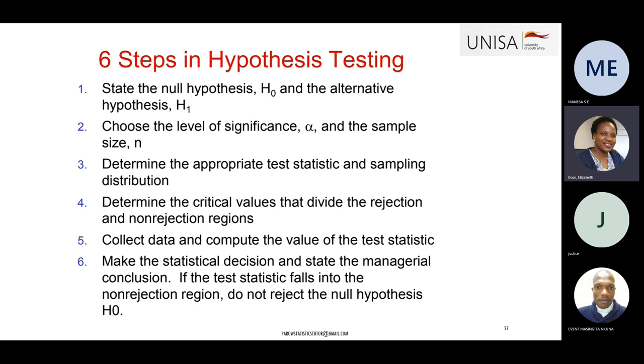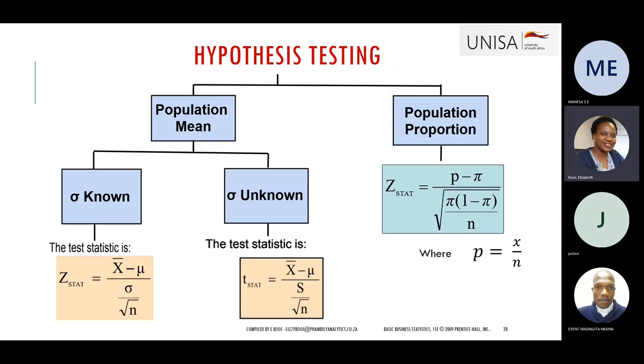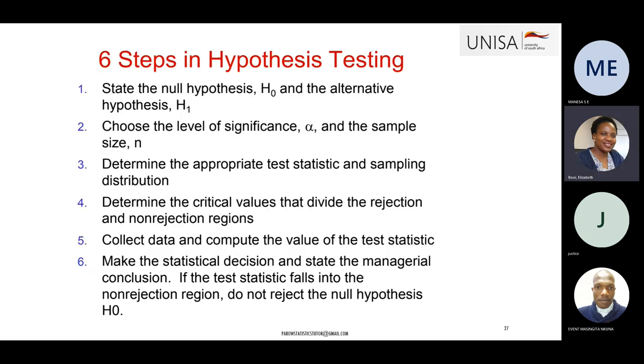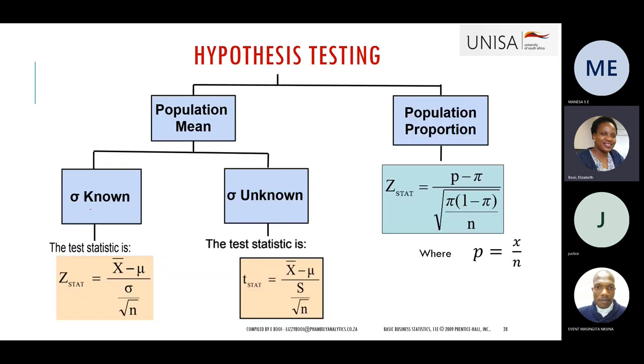Let's look at the examples. Okay, so remember what I've just said with step number 5, calculating the test statistic. To calculate this test statistic when the population standard deviation is known, we use the Z statistic, and we say the sample mean minus the population mean divided by the standard error. Remember, the bottom part is your standard error, which is the population standard deviation divided by the square root of n.